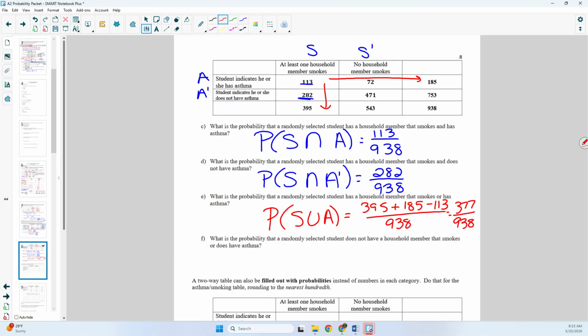What is the probability that a randomly selected student does not have a household member that smokes or does not have asthma? So no household member smokes, 543. No asthma, 753. Intersection, 741 out of 938. And typing in that numerator, I get 825 out of 938.